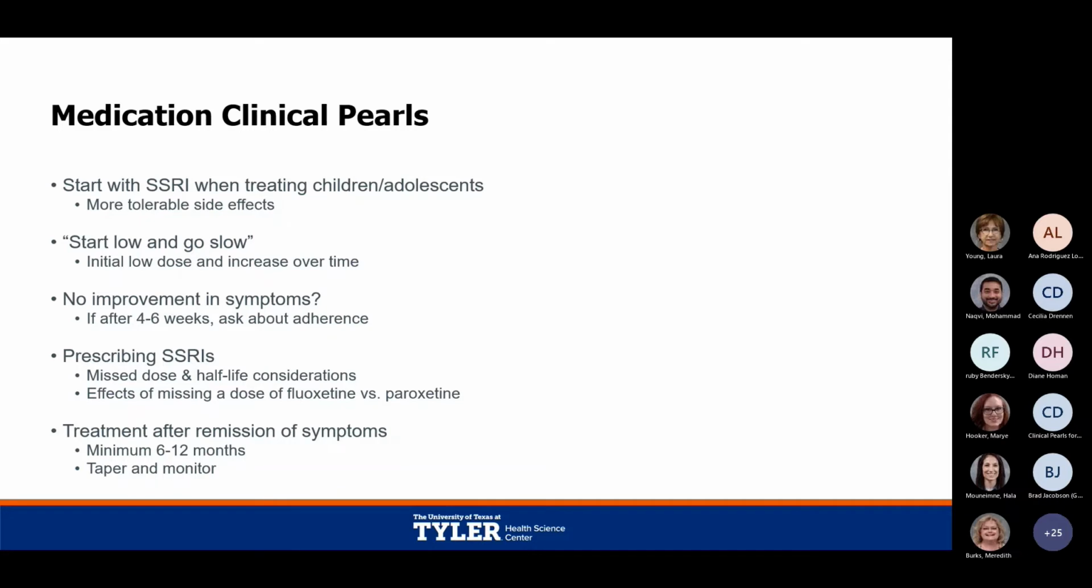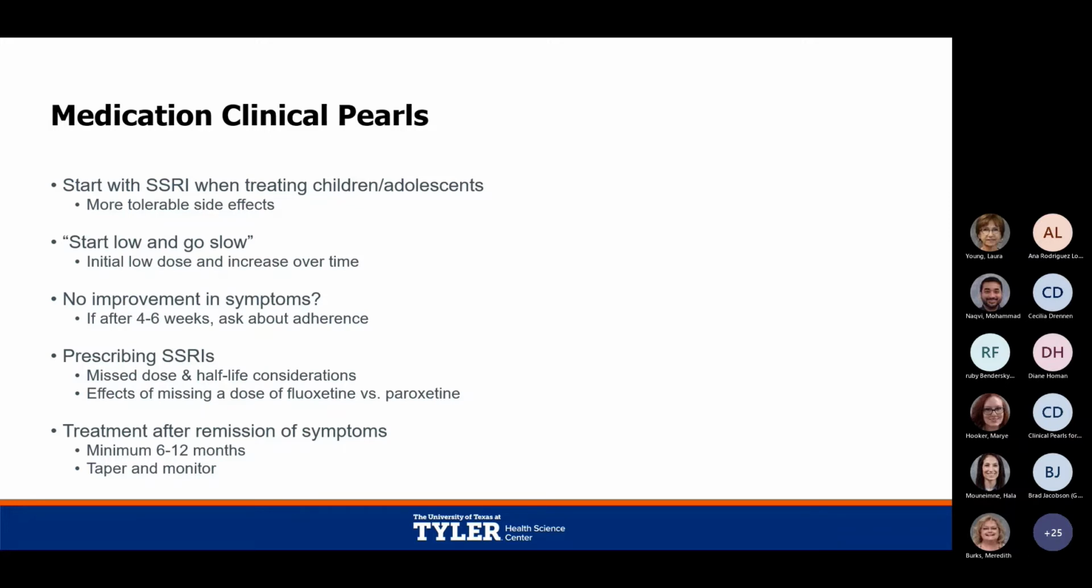But with fluoxetine, a patient can miss a dose and it wouldn't change the steady state of the medication in the body because the fluoxetine has such a long half-life. So I like using fluoxetine in children and adolescents because it's highly likely that they will miss a dose at some point, especially with adolescents. And so again, that prevents them from experiencing the withdrawal effects that they would experience if they took paroxetine. And so that's why I like to utilize fluoxetine in those situations.